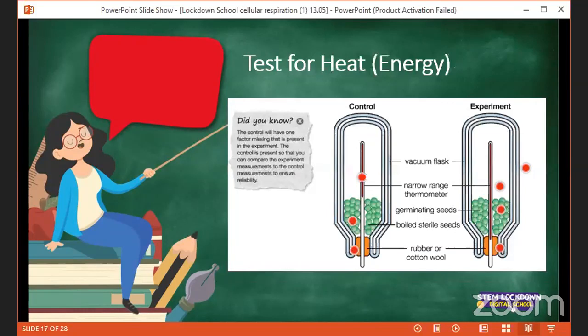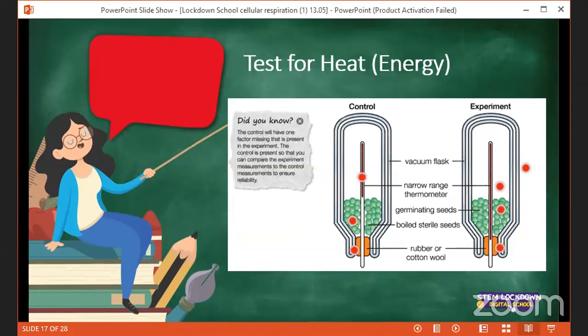Testing for heat. Okay, and the reason I wrote energy in brackets is because, guys, remember, energy comes in different forms, right? And even when we are forming ATP, we also have heat, which is released. And remember that heat is also a type or a form of energy, thermal energy, rather, sorry. So let us start by reading this did you know box here.